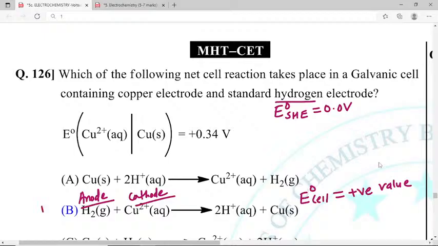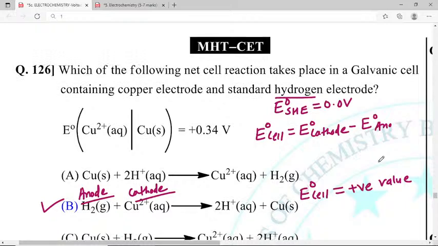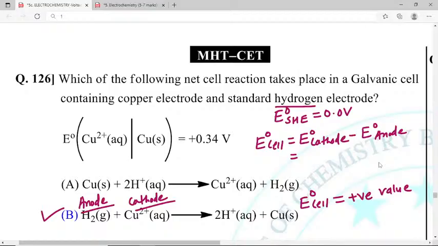So I am calculating here. E naught cell is equal to E naught cathode minus E naught anode. So what is the cathode? The cathode is the copper, E naught copper. What is the anode? The anode is the SHE, so E naught anode is SHE. Copper has a value of 0.34 minus 0.0, so it should be equal to plus 0.34 volt.